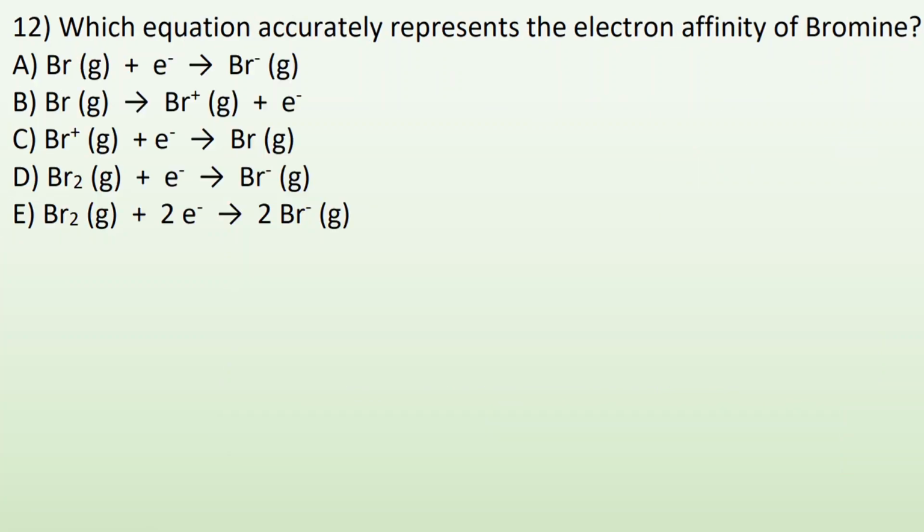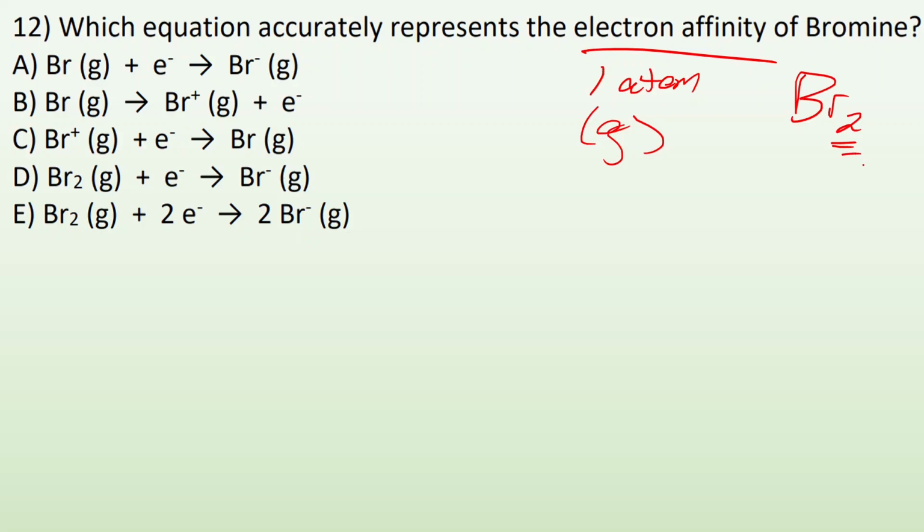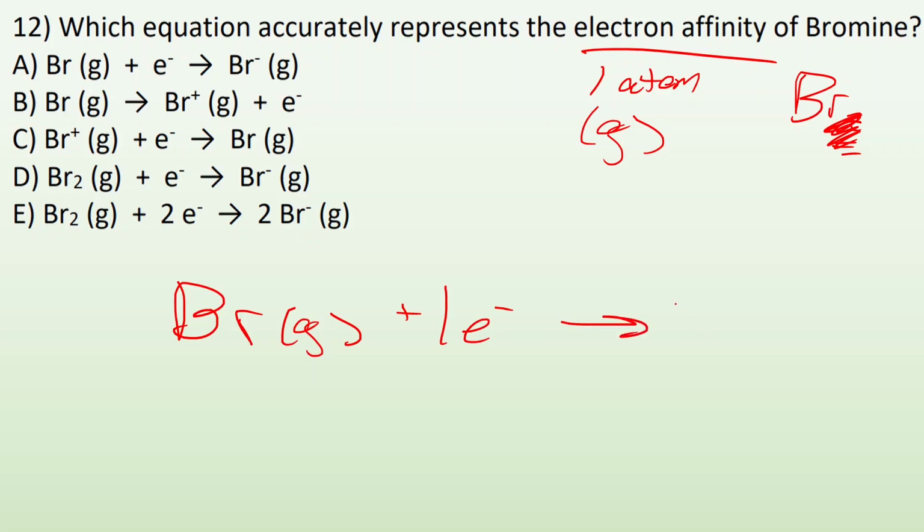For number 12, which of the following accurately represents the electron affinity of bromine? So again, remember that electron affinity is for just one atom, and it has to be in the gas state. We know bromine is one of those Brinkelhoffs. It is a diatomic molecule, but that can't be true for electron affinity. Electron affinity is an atom in its gaseous state gaining an electron. So we have to start with bromine, just one, in the gaseous state, gaining one electron to become, well, what happens to that? Now the bromine becomes a negatively charged ion. So which one of these options shows that? Option A.